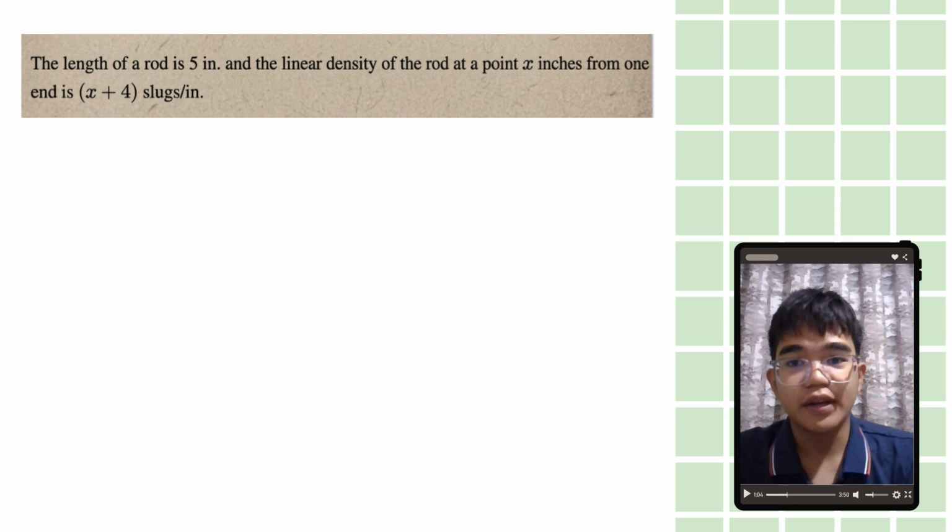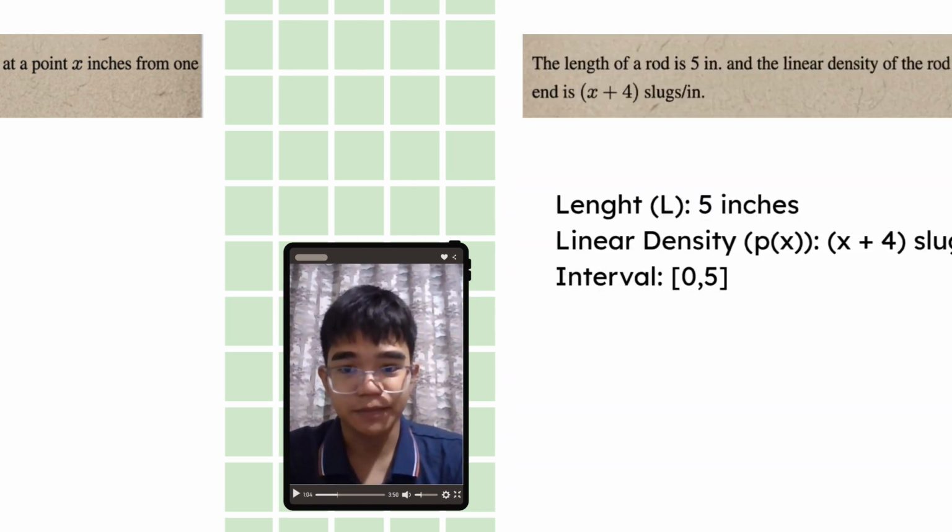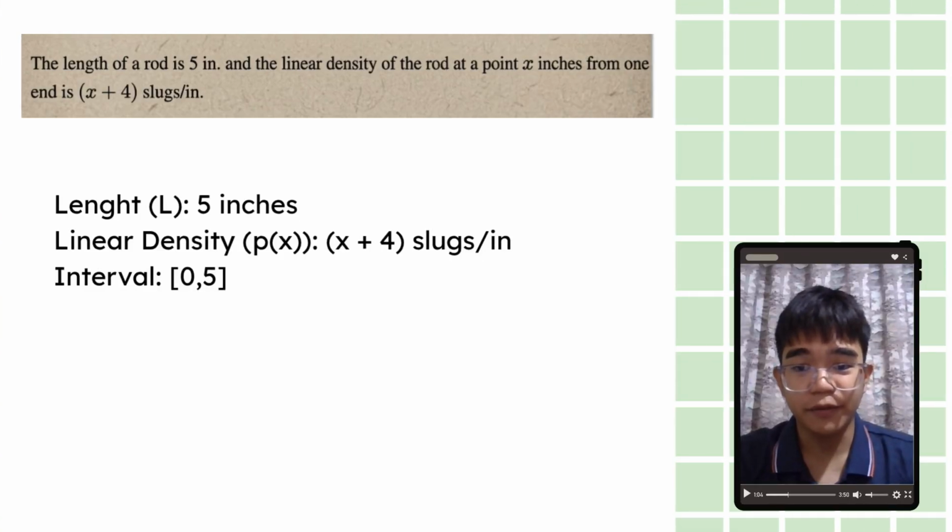The length of a rod is 5 inches, and the linear density of the rod at a point x inches from one end is x plus 4 slugs per inch. Now, for our given problem, we know that our length or our L is 5 inches, and our linear density or our P of x is x plus 4 slugs per inch, and our interval is at 0 to 5.